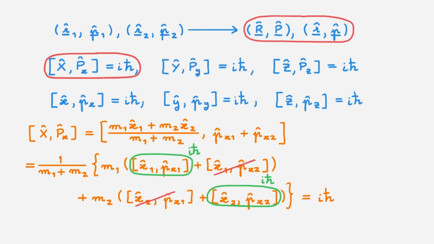Overall, we can work in terms of the original coordinates given by this collection of 12 operators obeying the canonical commutation relations, or in terms of this new set of 12 operators which also obey the corresponding canonical commutation relations. This type of change of variable is extremely useful, as we will see in the rest of this video.